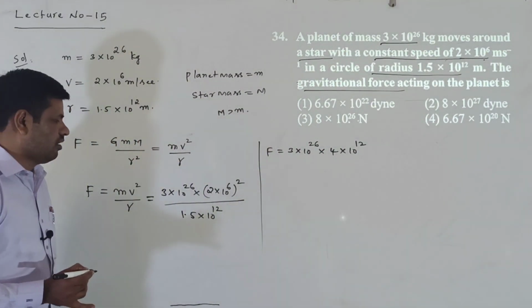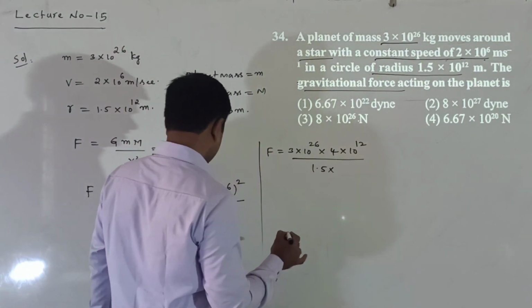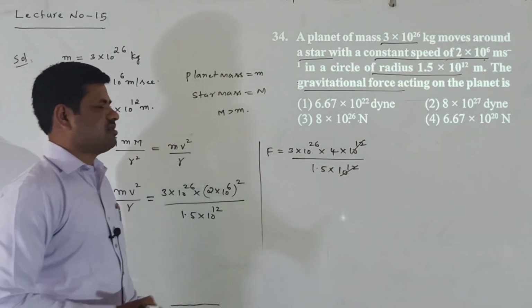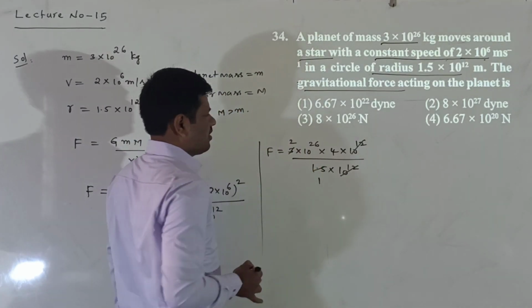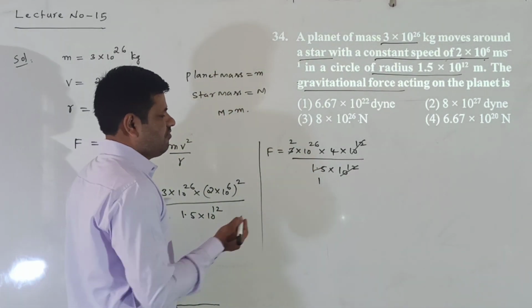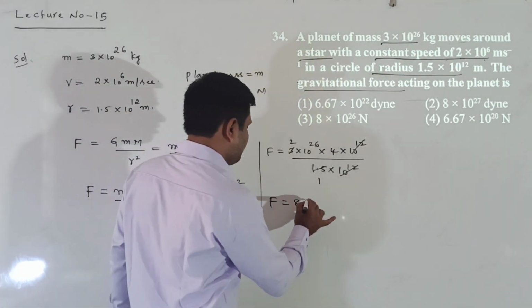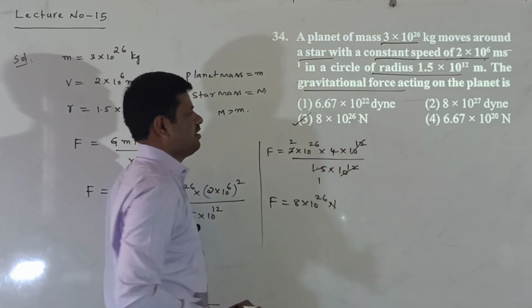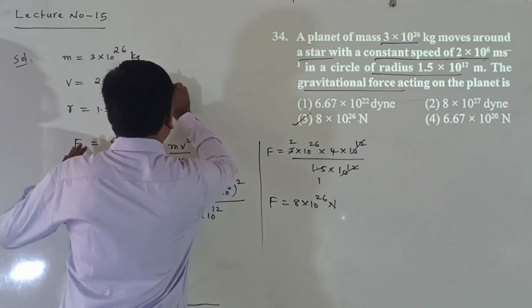2 6s are 12. Next, 1.5 into 10 power of 12. 10 power of 12 and 10 power of 12 get cancelled. Here 1.5 and 1.5 get cancelled. Now 1.5 2s are 3, means force is equal to 8. 2 4s are 8 into 10 power of 26 Newton. So which option is correct here? Third option is correct. Okay, right.